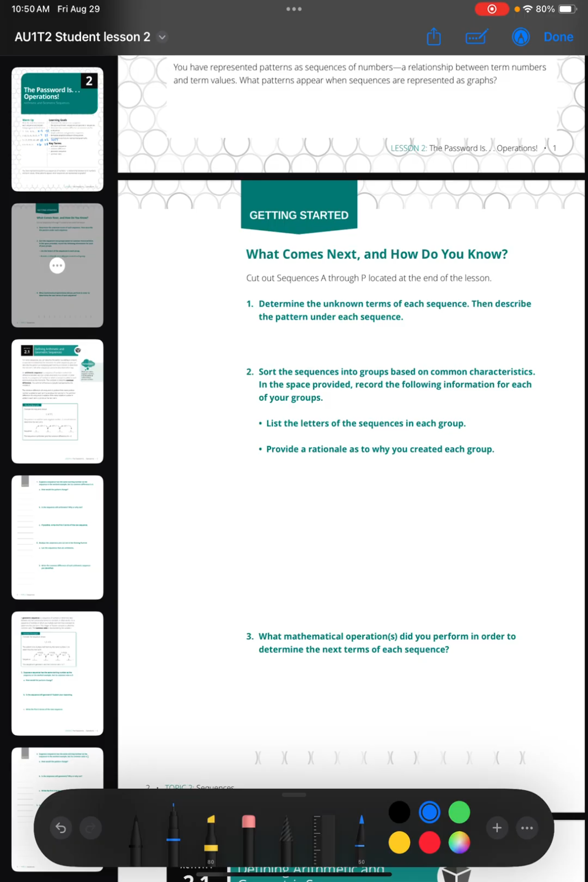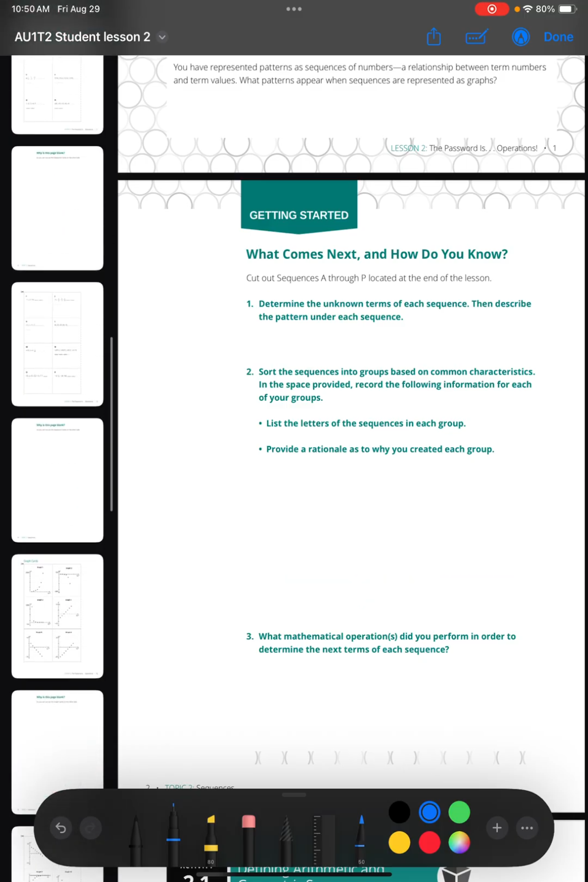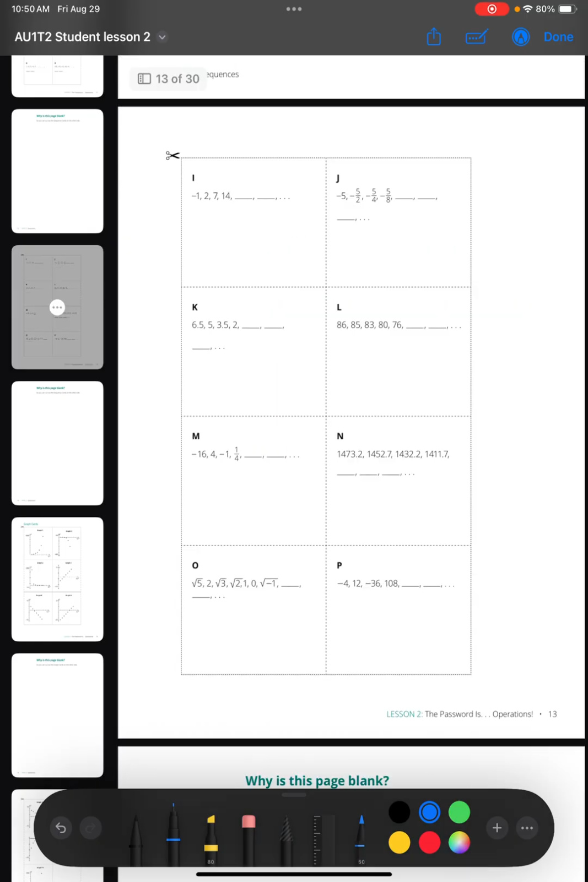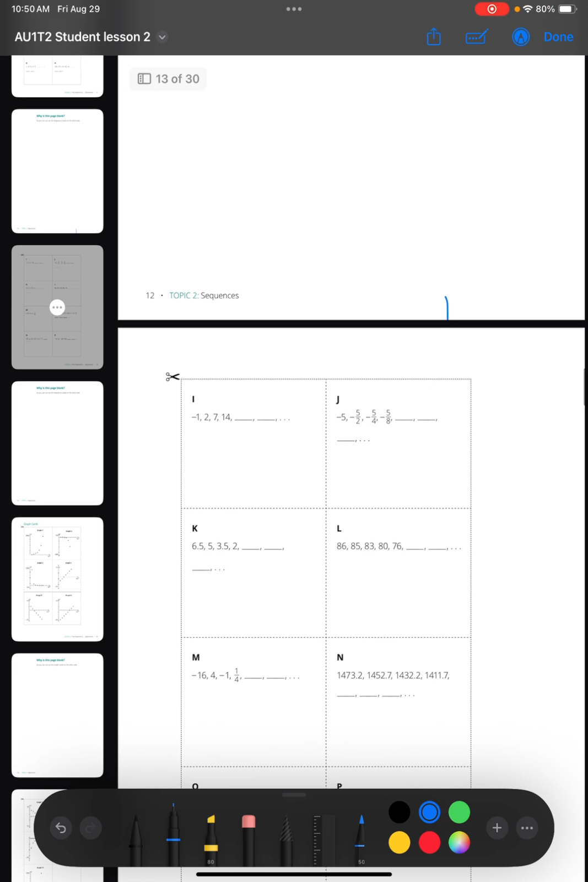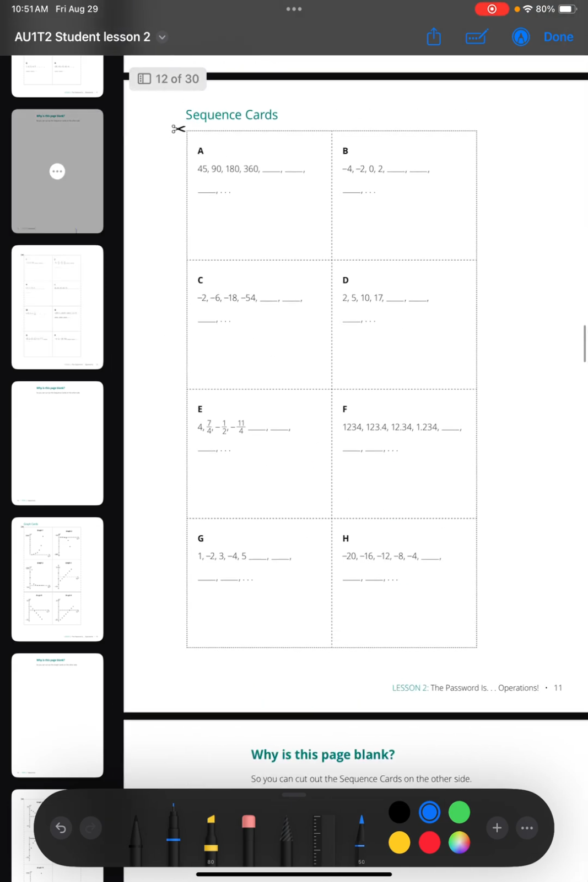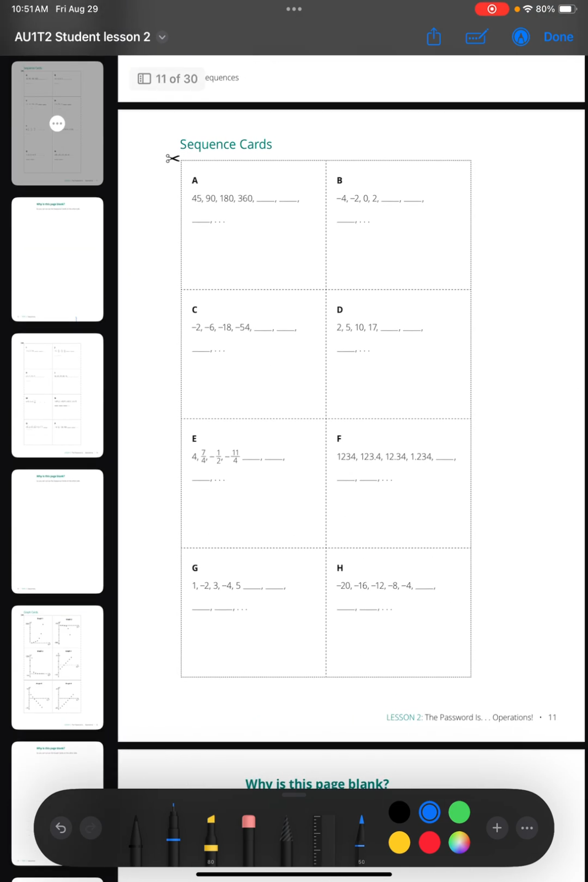All right, so first one says determine the unknown term of each sequence, then describe the pattern under each sequence. So again, I'm going to go back to that page and we're just going to work on that page determining the next term in the sequence. So if we look at, I'm on the wrong page, that's I. Need to start at A. There we go. All right, so starting at A, 45, 90, 180, 360.